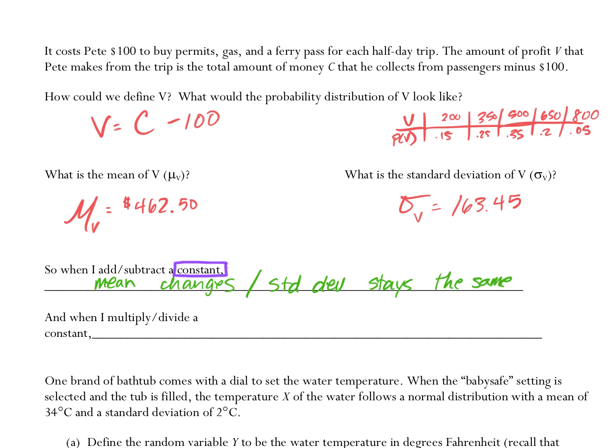Okay? And likewise, when I multiply or divide by a constant, both the mean and standard deviation change. So multiplying and dividing changes both. Adding and subtracting only changes the mean. The standard deviation would remain the same. So let's look at an example problem.